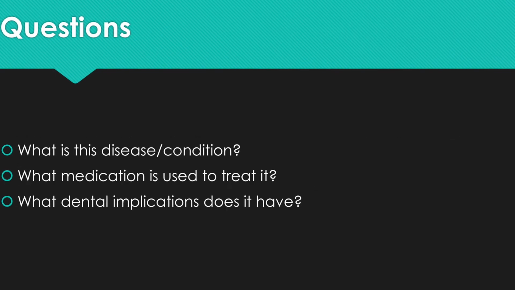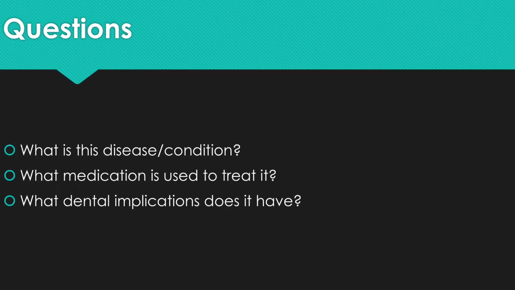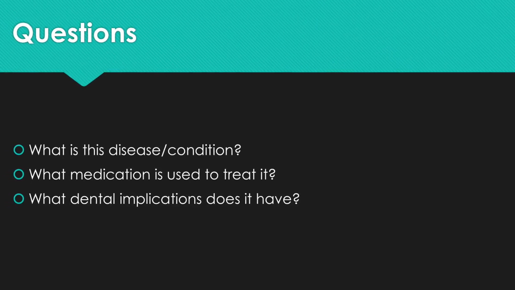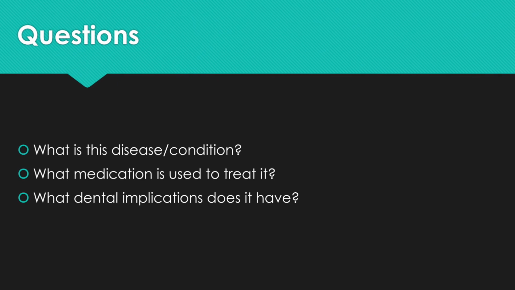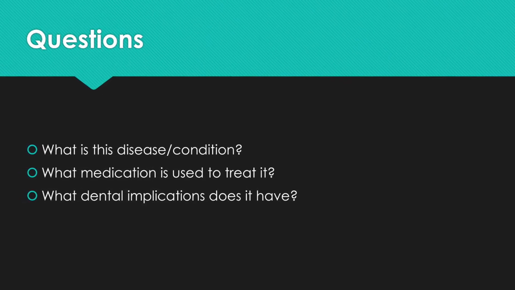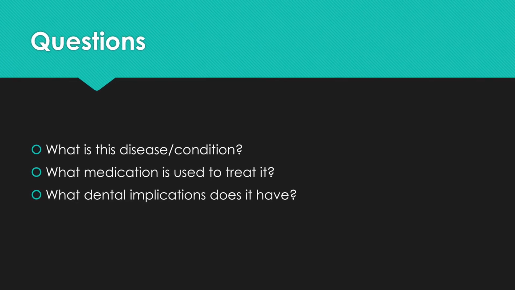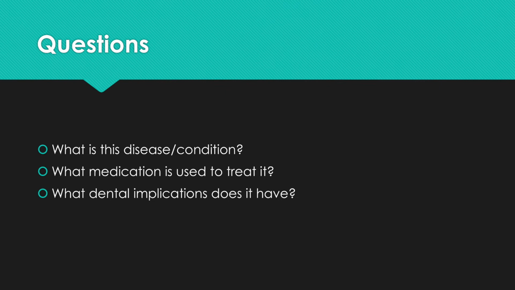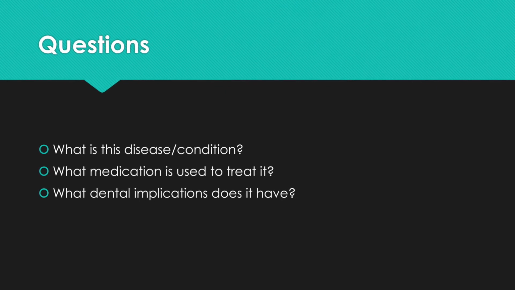Some examples of that could look like, how does this disease condition affect the patient? How does it affect their dental treatment? And then also some stuff about their condition, like if they have HIV, what kind of test do you use to diagnose that? How could their Sjogren's impact their dental health? What kind of medications are used to treat this disease? And then how does that medication work?